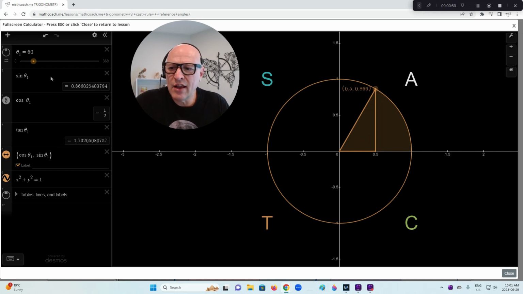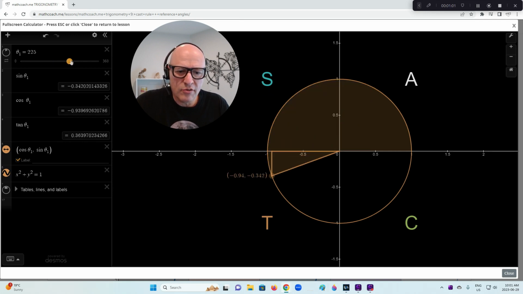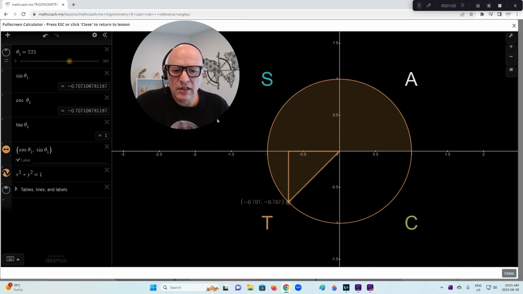So for this angle of 60 degrees, which is in quadrant 1, I can see that all three of my primary trig ratios are positive. However, if I were to move this into quadrant 3 at 225 degrees, here only my tan ratio is positive. It's positive 1, but my sine and cosine ratios are negative. So why is that? We'll take a look at that in this lesson.